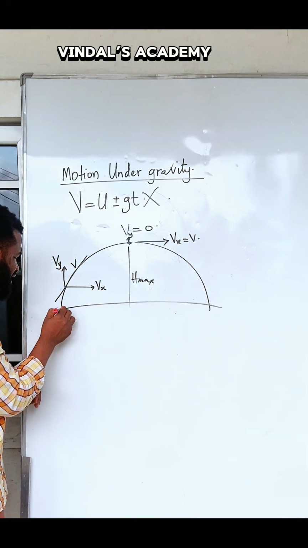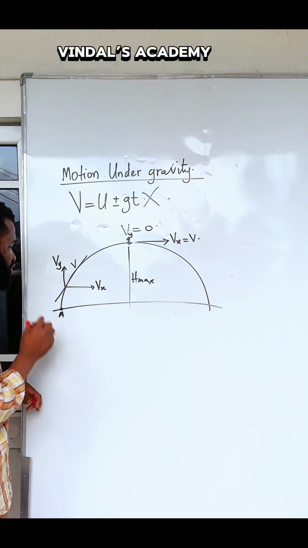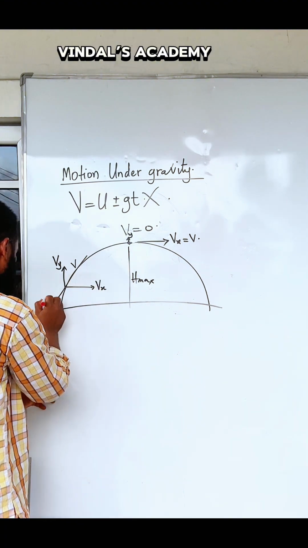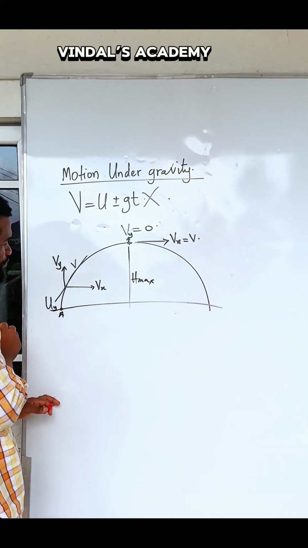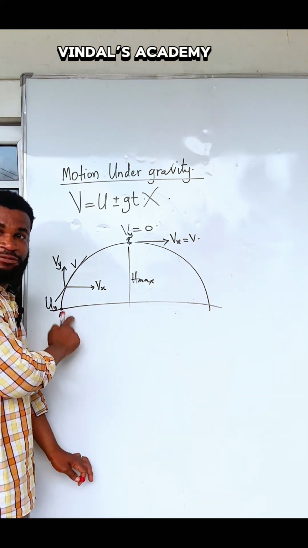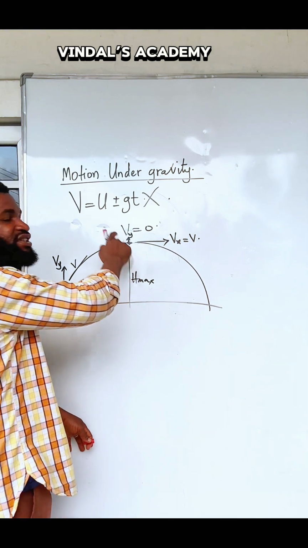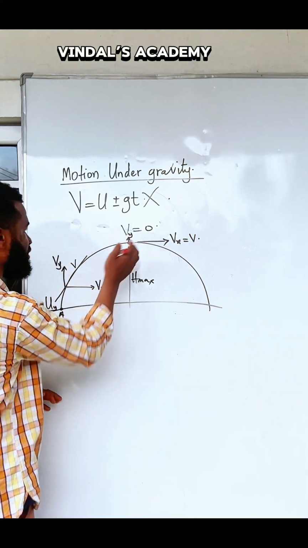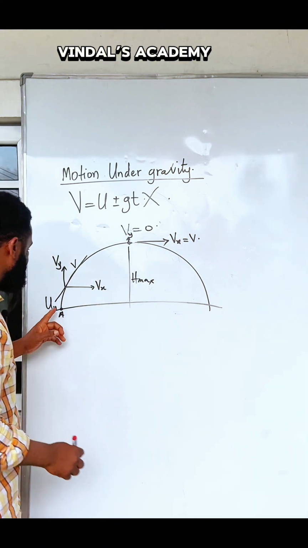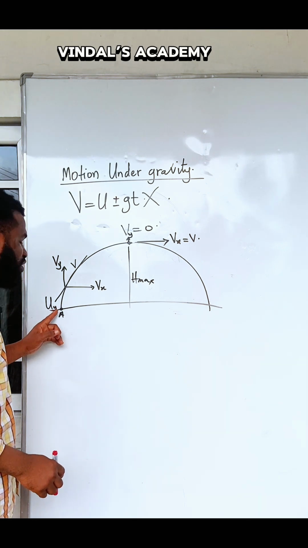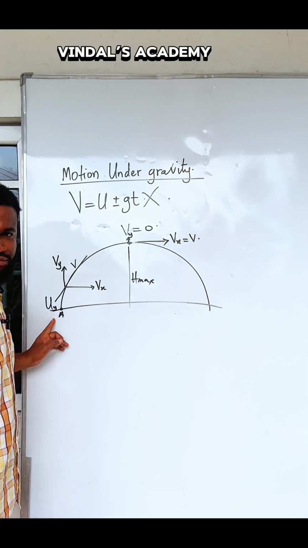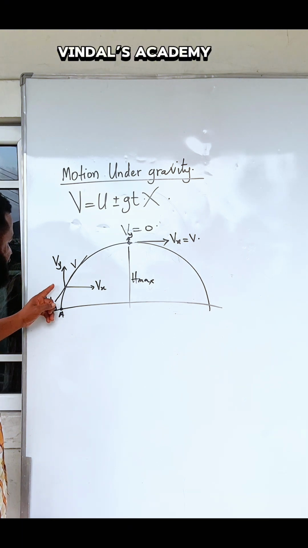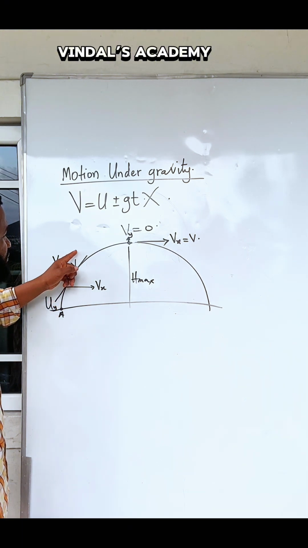Because if I consider this place, which is point A, to be the initial speed, then this is going to be the final speed. So this is going to be U sub y, which is the initial speed, and this is V sub y, which is the final speed. Therefore, for a body moving from here to here, what is going to be happening? The velocity at A is going to be maximum, and this U sub y is going to start reducing in value.